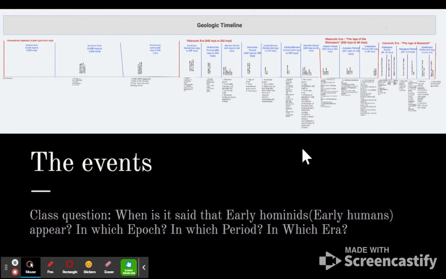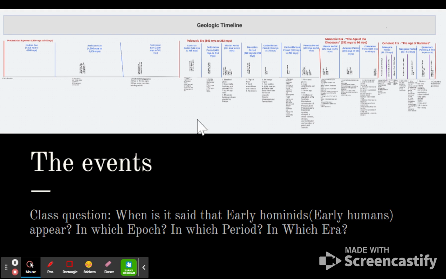All right, class question: when is it said that the early hominids, aka early humans, appear? In which epoch is it? In which period? In which era? Take this moment to look through either your scroll or the one on there. Jason. It would be right. Oh, the Cenozoic era, because that's when the first mammals. Beginning of the Cenozoic era, and within the first period, I think it's the second period.